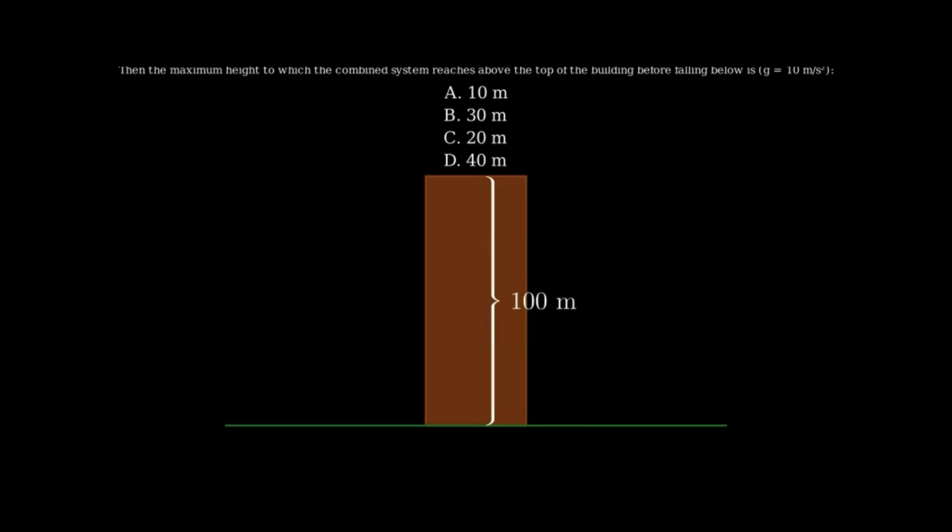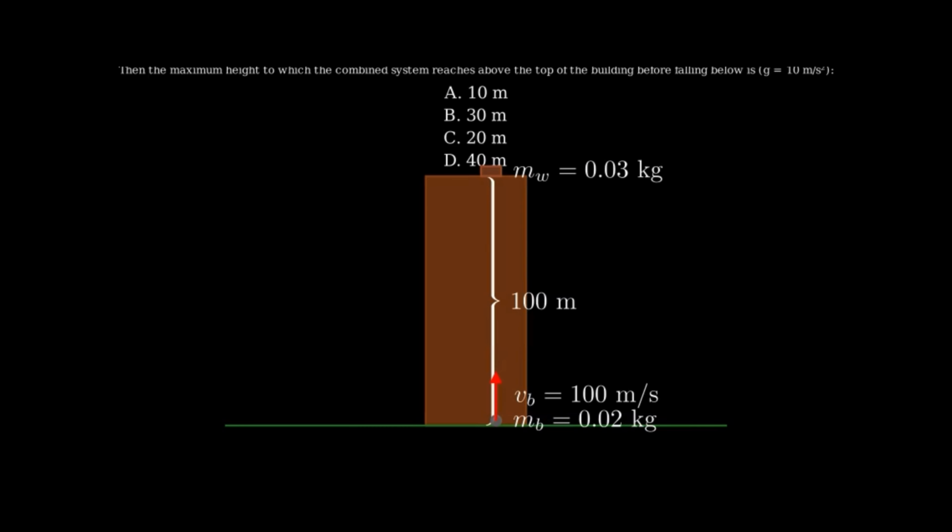Here's our building, which is 100 meters tall. Initially, we have a piece of wood at the top of the building with a mass of 0.03 kilograms. And at the ground level, we have a bullet with a mass of 0.02 kilograms, which is fired upward with an initial velocity of 100 meters per second. Let's work through this problem step by step.